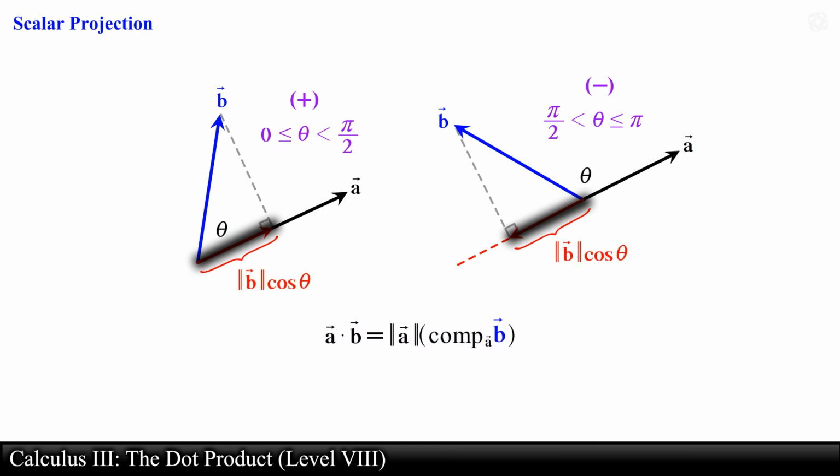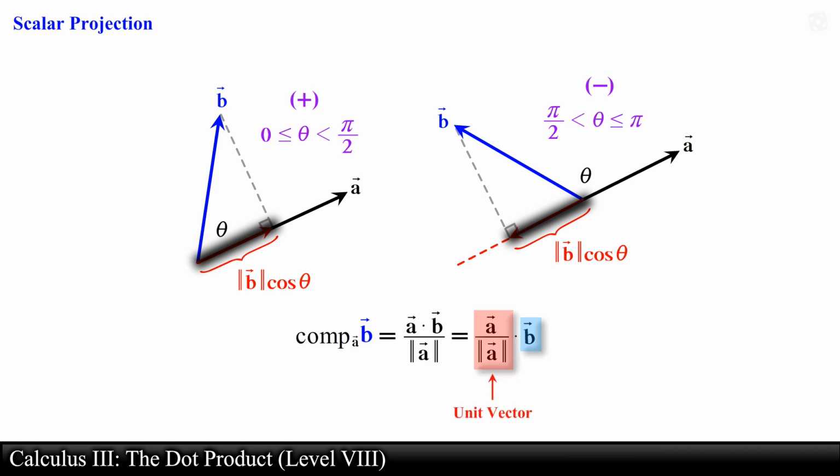The geometric definition of the dot product can also be used to provide a simple way of calculating the scalar projection of one vector in the direction of another vector. We know that the value of the scalar projection is just equal to the magnitude of vector B times cosine of theta. So we go ahead and solve for this quantity. Doing that, we obtain the following expression. Notice that the component of vector B along vector A can be computed by taking the dot product of vector B with the unit vector in the direction of vector A.